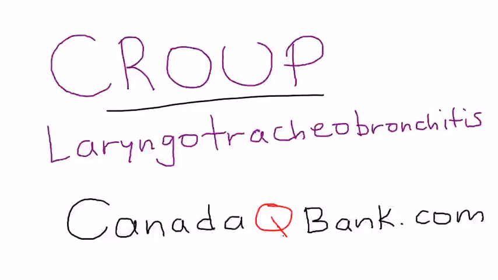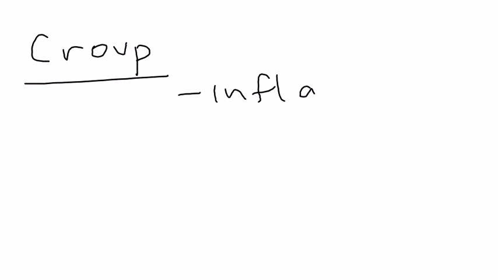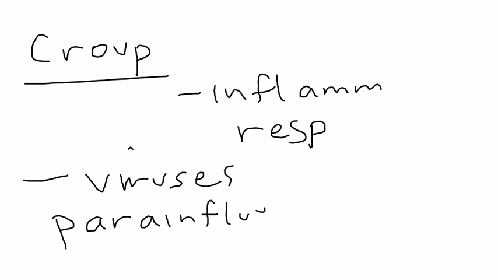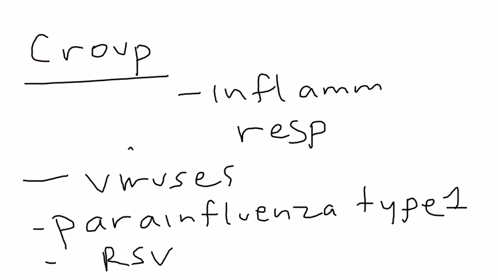Croup, or laryngotracheobronchitis, is the topic for this video. So let's get started. Croup is basically an inflammatory process. It involves the inflammation of the respiratory tracts, both the upper and lower, and it's most commonly caused by viruses, and those viruses are parainfluenza. Parainfluenza is by far the most common, and it's type 1, but there are several others that could cause croup, including respiratory syncytial virus and the influenza viruses, influenza A and B.